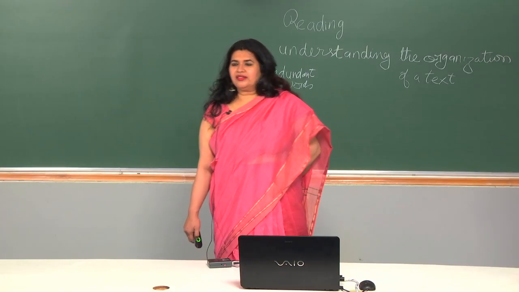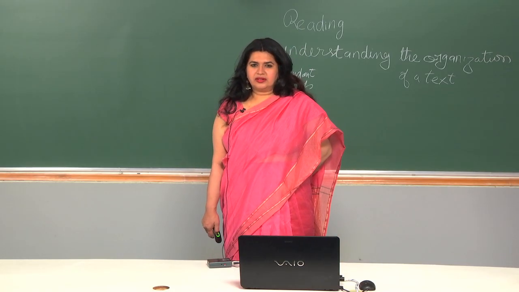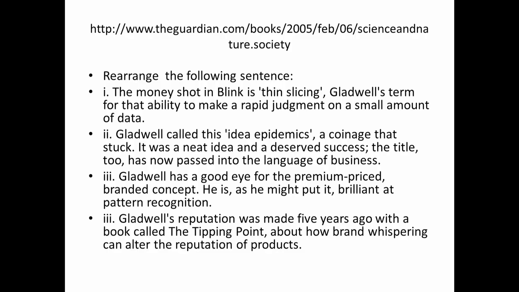Now, I want you to look at the second paragraph of this passage, and your exercise is to rearrange the following sentences. You have to rewrite, rearrange, these are all jumbled sentences. The money shot in Blink is thin slicing, Gladwell's term for that ability to make a rapid judgment on a small amount of data. Gladwell called this idea epidemics, a coinage that stuck. It was a neat idea and a deserved success.